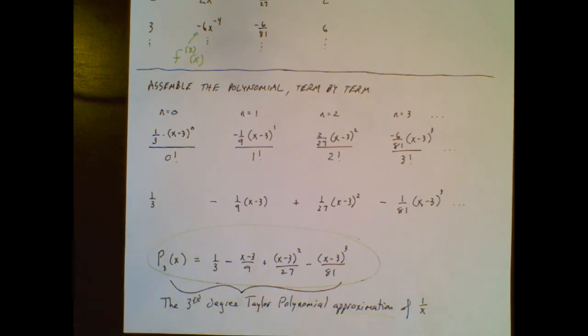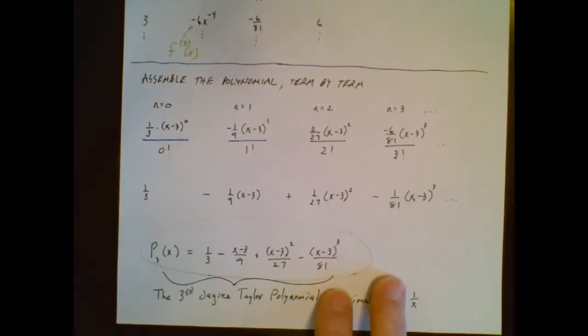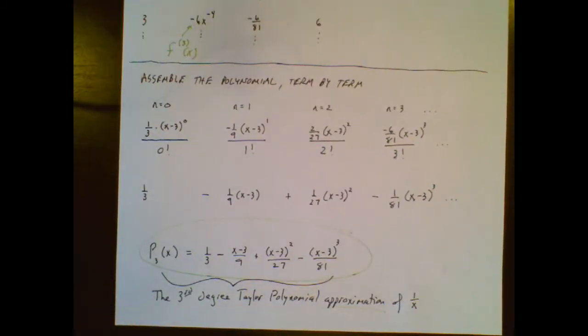The word approximation is important because, as you remember from looking at the video, this isn't going to give you the exact substitute of 1 over x, but it's going to give you something darn close. So that's why we call it an approximation.